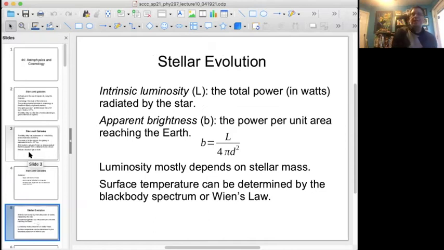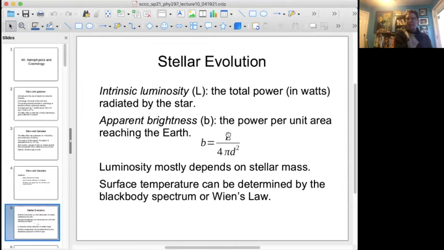So now we're going to quantify stellar evolution and figure out from that how to estimate distances to stars, how to estimate brightness of stars, and that sort of thing. The intrinsic luminosity is the total power in watts radiated by the star. The apparent brightness, which isn't that hard to measure, is the power per unit area reaching the Earth. So the intrinsic luminosity is related to the apparent brightness by the equation B = L / (4πd²). If you have a means of figuring out d, the distance we are from that star, then you can figure out the intrinsic luminosity.